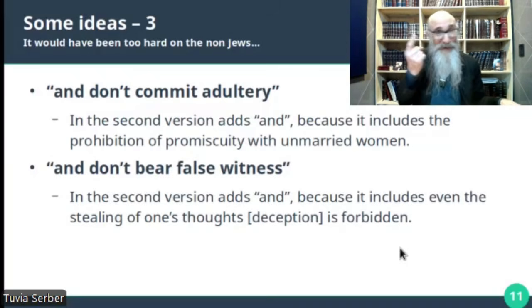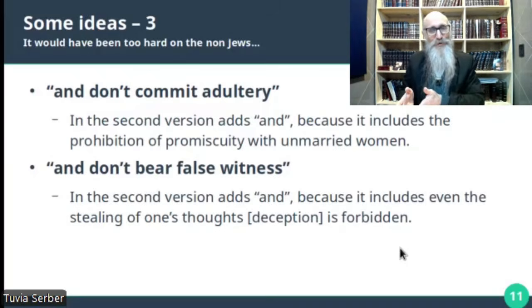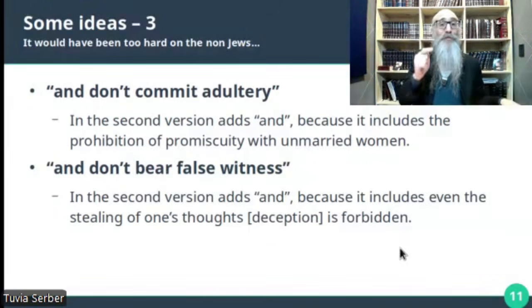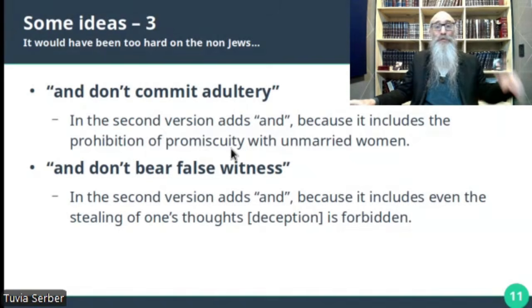In Hebrew, it's just one letter, vav. There's an additional letter over there. So why an additional letter? We're saying that the first version was for the non-Jews, and the second version was for the Jews. Why in the version for the Jews did God decide to add one letter before each one of these don'ts? So the commentary explains like this. This added letter alludes to the prohibition of promiscuity with an unmarried woman.